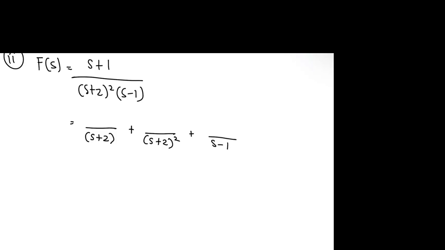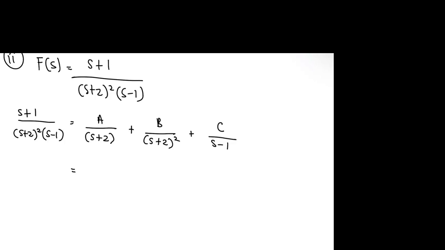Here we have a constant because this is linear, so here constant A, here constant B, here constant C. Everything is constant. A over S plus 2, plus B over S plus 2 squared, plus C over S minus 1. So this is equal to S plus 1 over S plus 2 square times S minus 1.